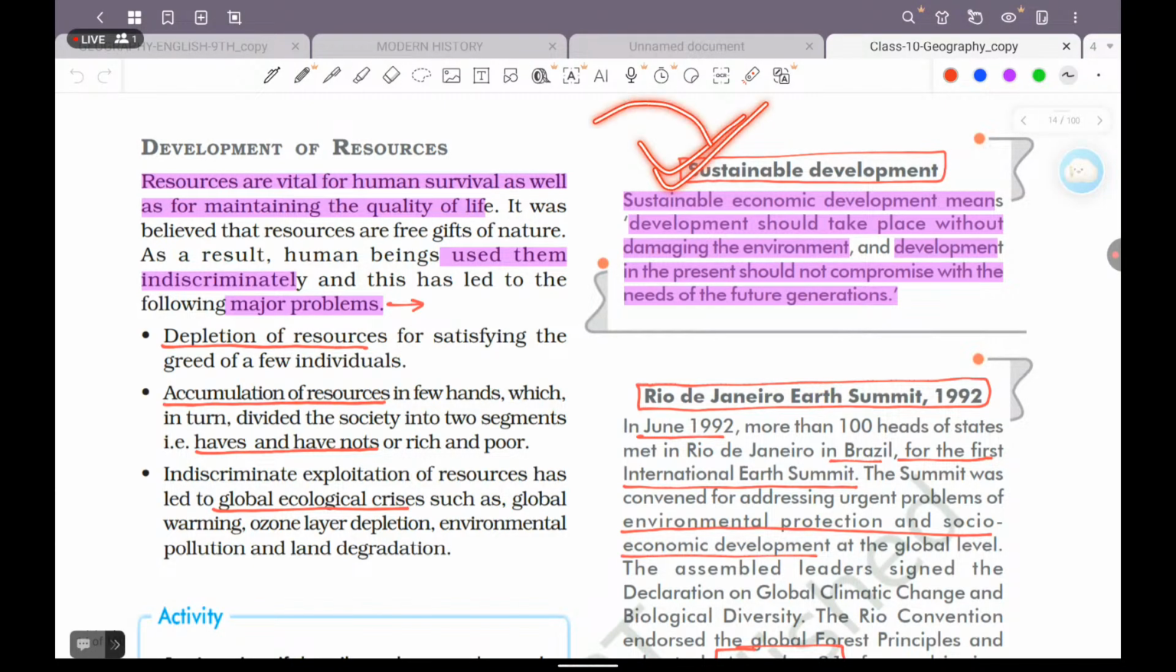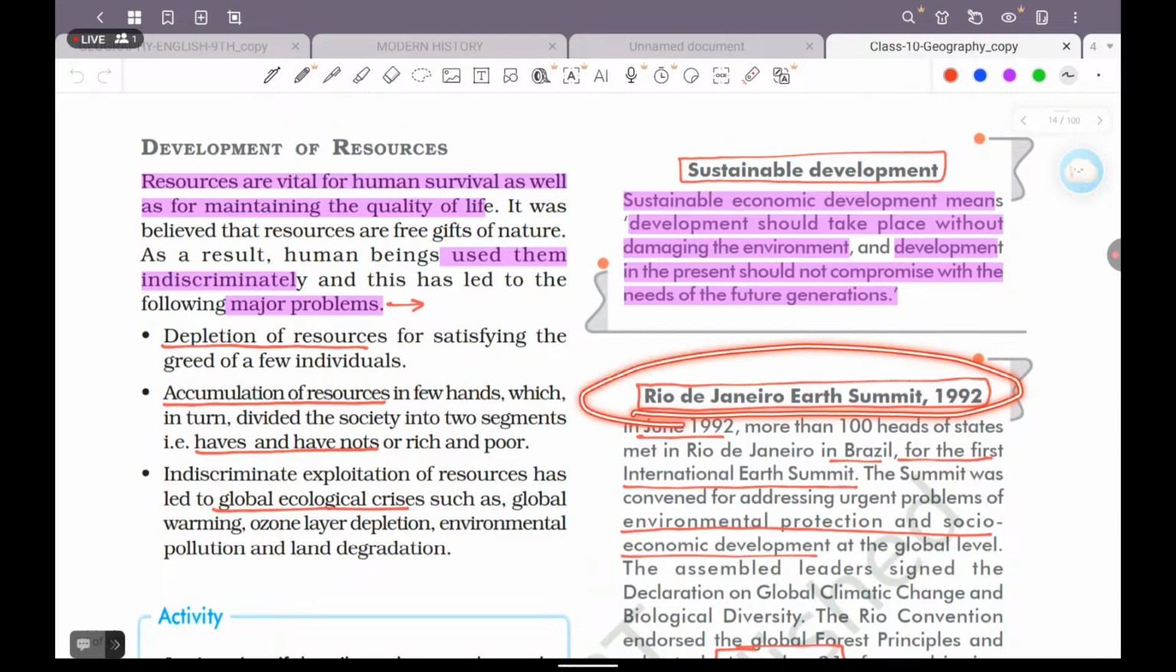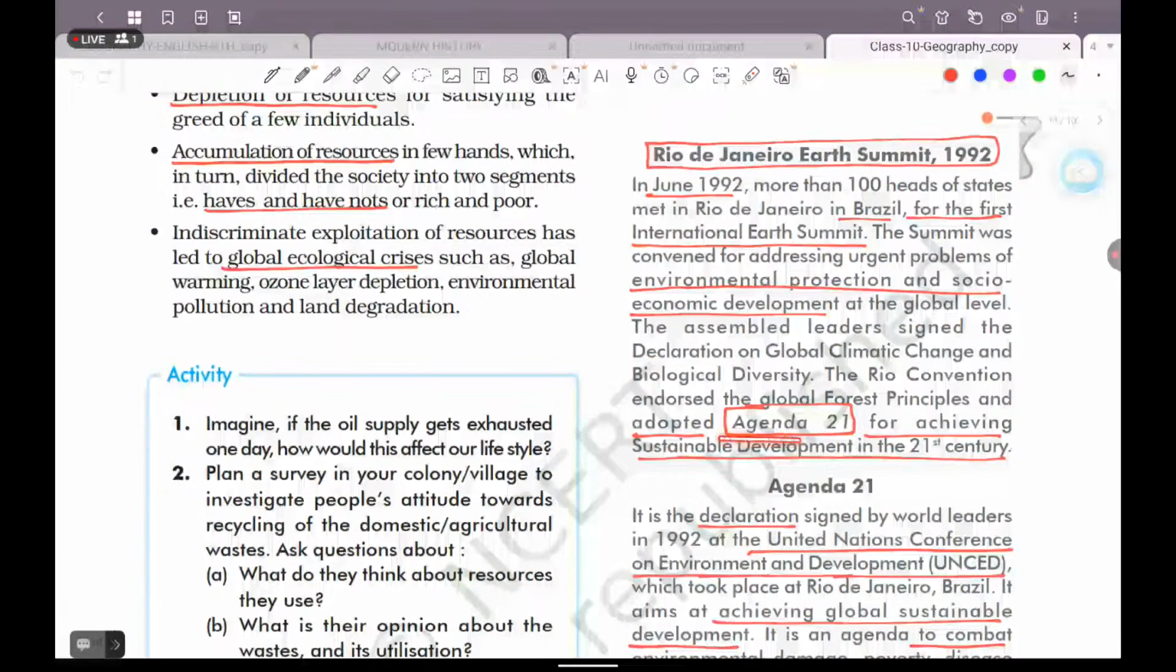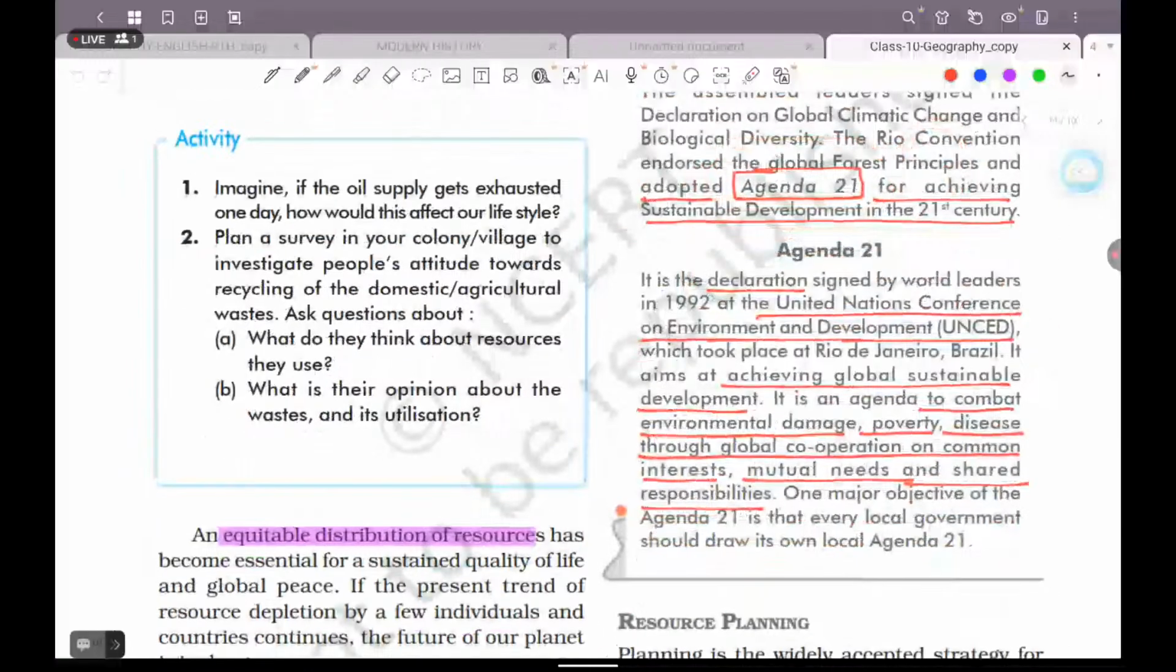And to implement this sustainable development, there was a summit held in Brazil. That summit is the Rio de Janeiro summit, and this summit adopted Agenda 21 for achieving sustainable development in the 21st century. The summit was the United Nations Conference on Environment and Development. Its agenda was to combat environmental damage, poverty, and disease through global cooperation, common interest, mutual needs, and shared responsibility.